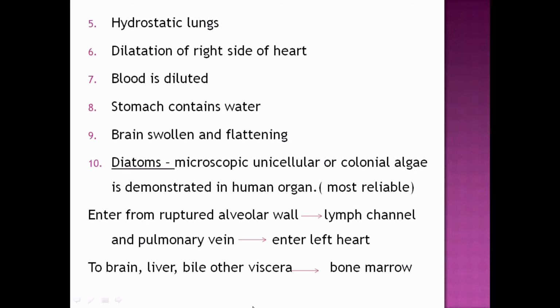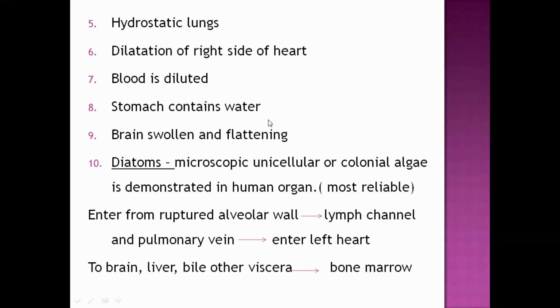When water enters the body, it enters through the ruptured alveolar wall, enters the lymph channel, and if circulation is taking place, it enters the pulmonary vein, then further enters the heart, brain, liver, bile and other viscera. And if you find diatoms in the bone marrow, it is the surest sign of antemortem drowning.